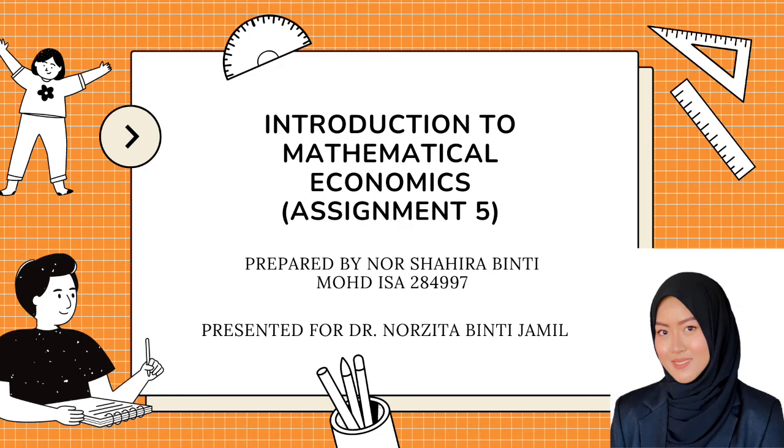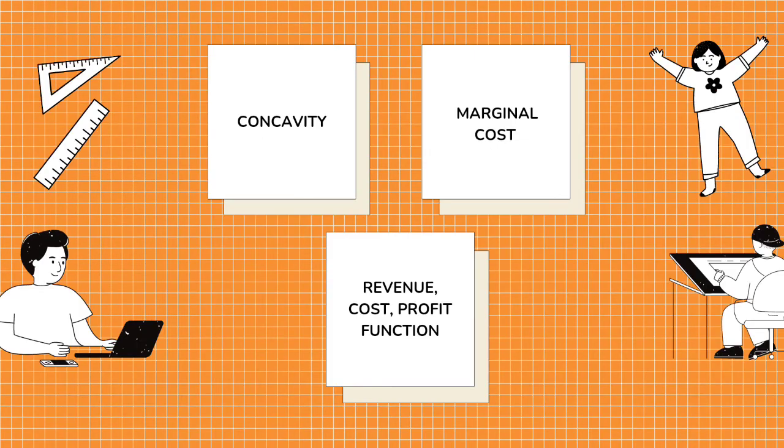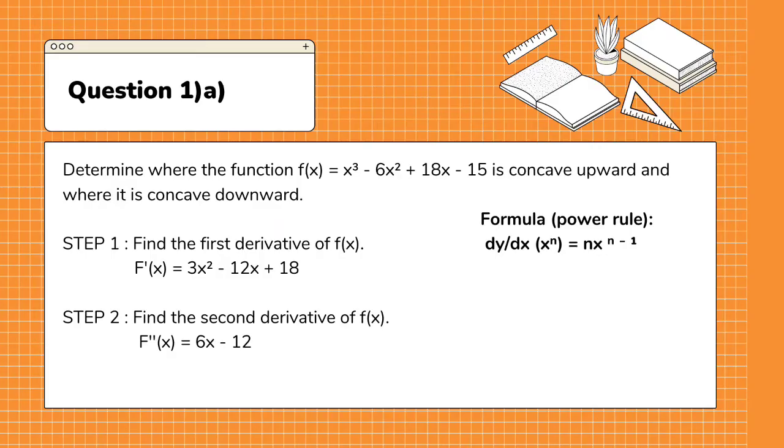In this presentation, I am going to walk you through some explanation on Assignment 5, Introduction to Mathematical Economics. So, I'm going to discuss the concavity, marginal cost function, revenue function, cost function, and profit function. Let's start with question 1a.